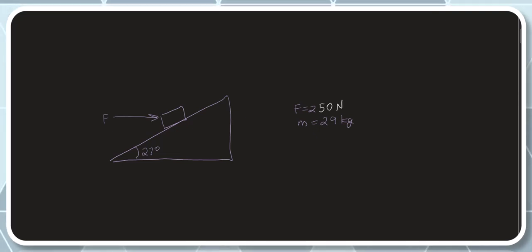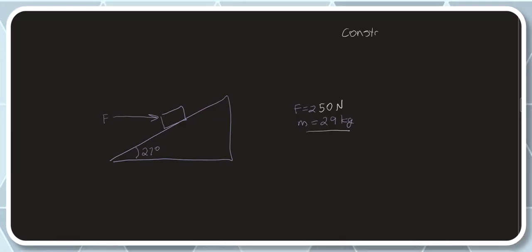In this example, we have a horizontal force that is pushing on a 29 kilogram block. The force is 250 newtons and it is horizontal. The inclined plane has an angle of 27 degrees, and the block is moving up the ramp at a constant speed. That's important, constant speed. And we are supposed to find the magnitude of the normal force and also the coefficient of kinetic friction.